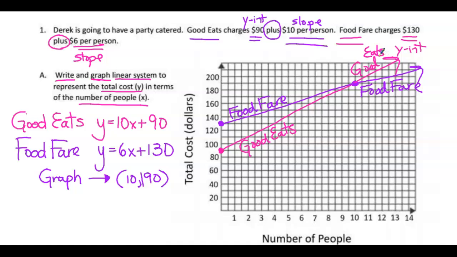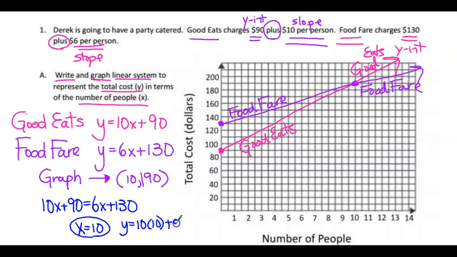Now remember, there's a substitution method also, so if you don't want to use your graphing calculator, I'll just put a little note here. You could have done 10x plus 90 and set it equal to 6x plus 130. You could solve that equation. When you solve it, you get x equals 10. And then you would take that solution and sub it back into one of them, maybe the top one. y equals 10 times 10 plus 90. And that's how you would get y equals 190. So you have two options. But you still have to graph your lines.